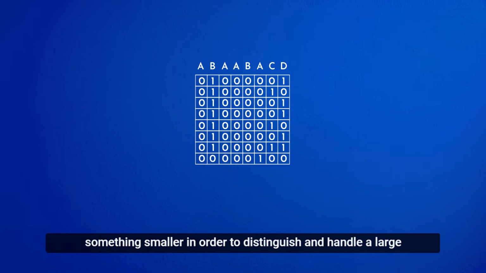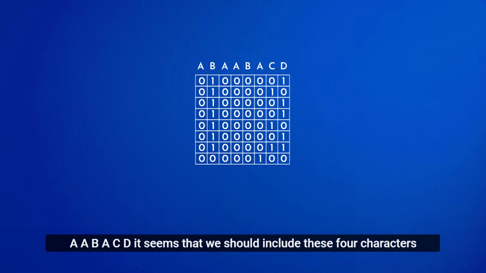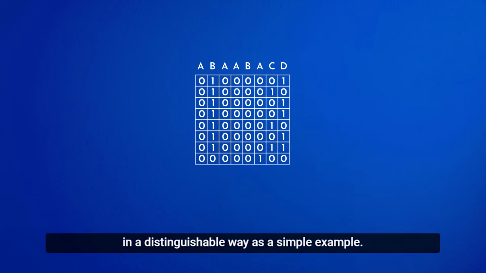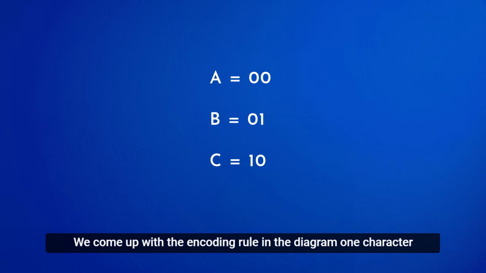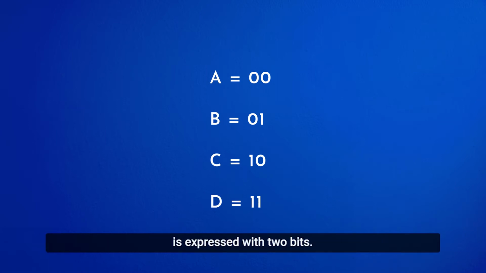In order to distinguish and handle a large number of characters, ASCII expresses one character with 8 bits. However, only 4 characters are used in the string A, B, B, C, D. It seems that we should encode these 4 characters in a distinguishable way. As a simple example, we come up with the encoding rule in the diagram. One character is expressed with 2 bits.